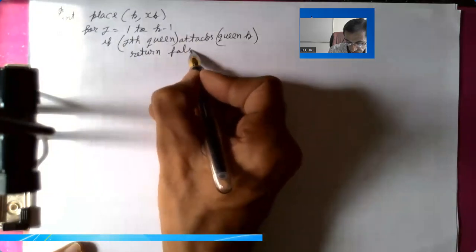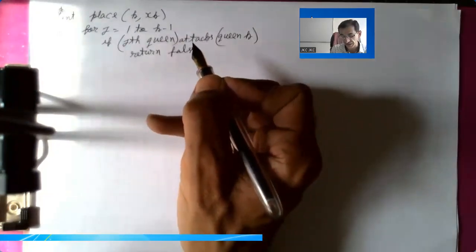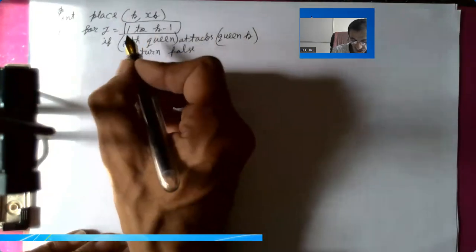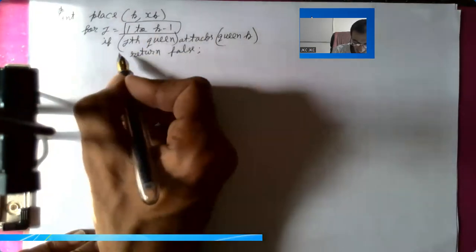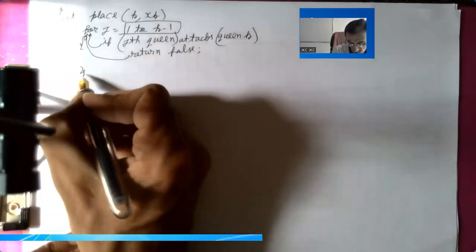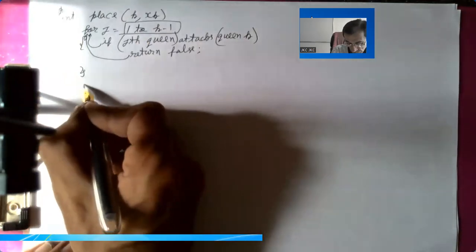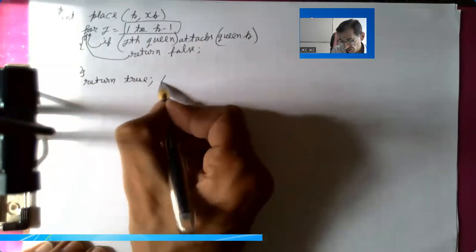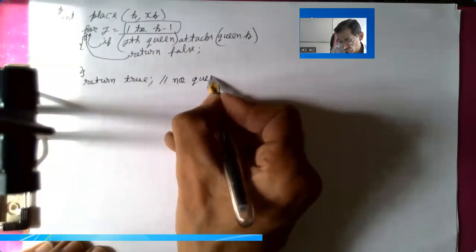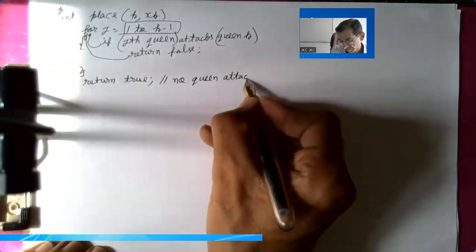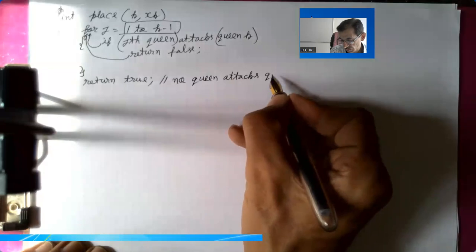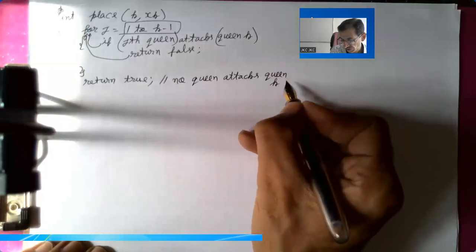Else, if the jth queen doesn't attack, can I return true? No, because only the current jth queen has not attacked. All queens must not attack. So if the current queen doesn't attack, try next, try next, try next. If you come out of the loop without returning false, then I can return true because no queen attacks queen k. So I can easily accept the solution now.